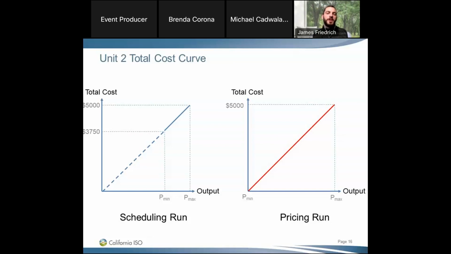Now, this particular total cost curve isn't as interesting as the one that will come in example 2 when we incorporate commitment costs, but it's another way to visualize what is happening with the resource costs between the two market runs. Next slide, please.